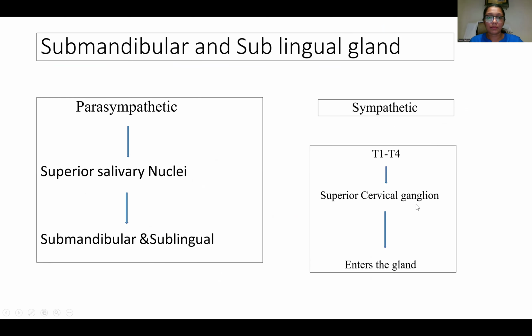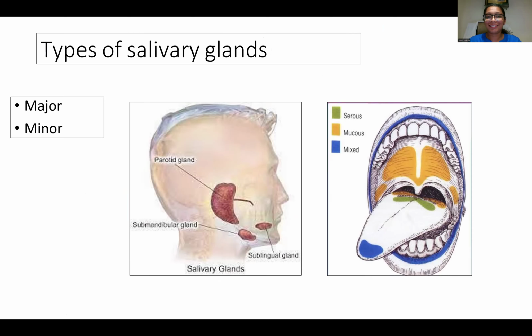the gland. Coming to the submandibular and the sublingual glands, the parasympathetic supply is going to be through the preganglionic fibers, that is the superior salivary nucleus, through the facial nerve, and the postganglionic fibers are through the lingual nerve that are going to innervate both the submandibular and the sublingual glands, and the sympathetic is going to be through the superior cervical ganglion, which is going to enter the gland.